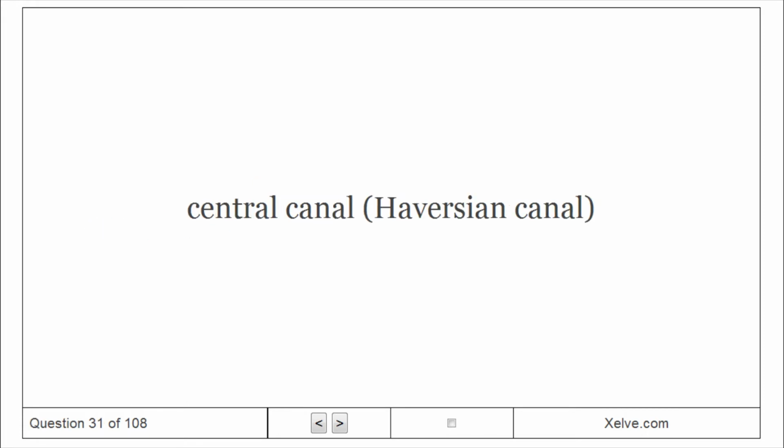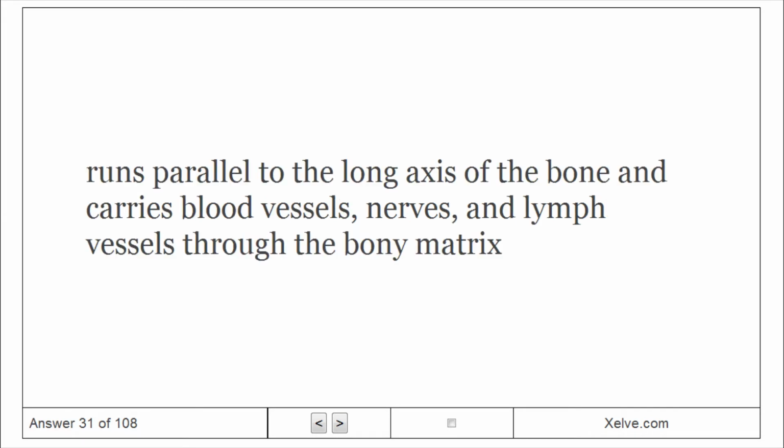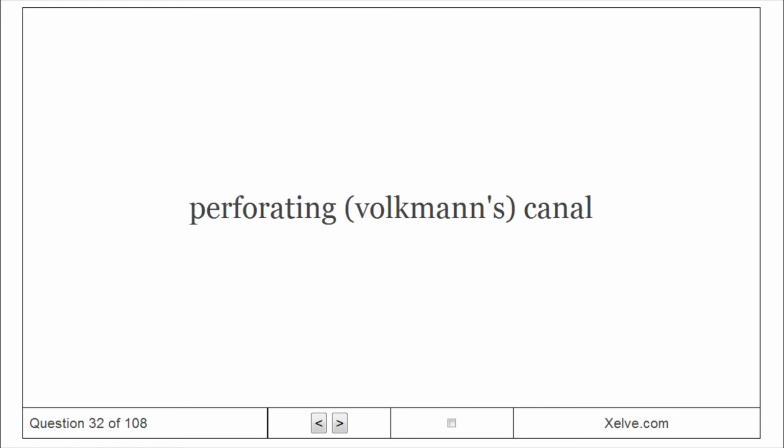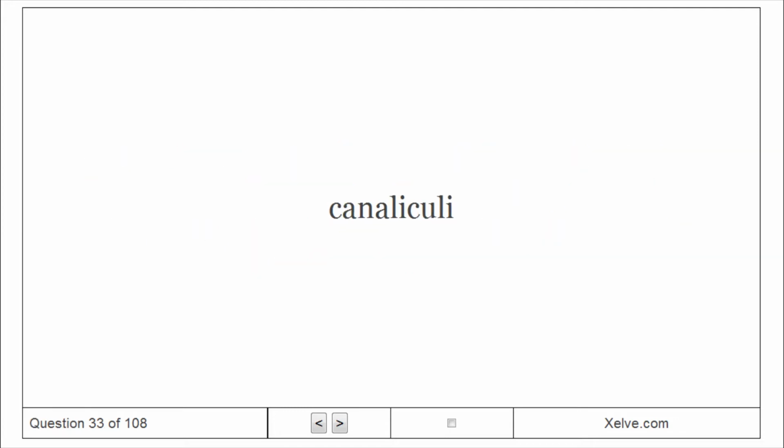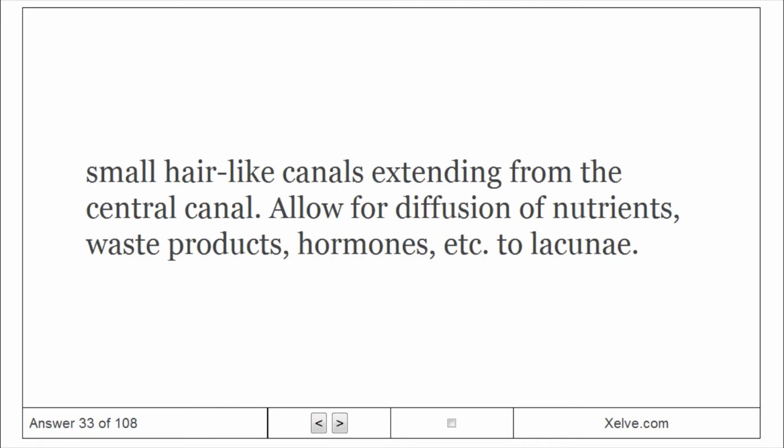Central canal, Haversian canal: runs parallel to the long axis of the bone and carries blood vessels, nerves, and lymph vessels through the bony matrix. Perforating, Volkmann's canal: the second type of canal, lying at right angles to the long axis of the bone and connecting the blood and nerve supply of the periosteum to those in the central canals and medullary cavity. Canaliculi: small hair-like canals extending from the central canal, allowing diffusion of nutrients, waste products, hormones, and so on to the lacunae.